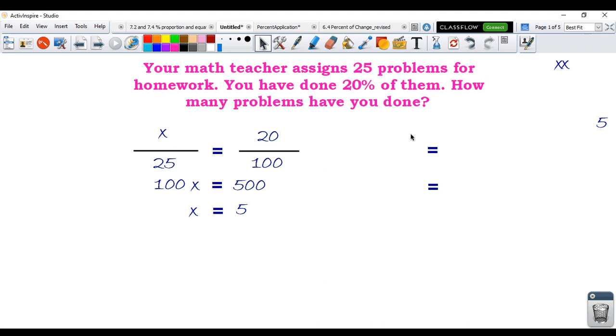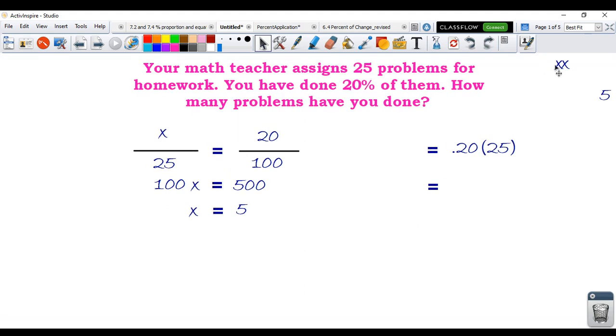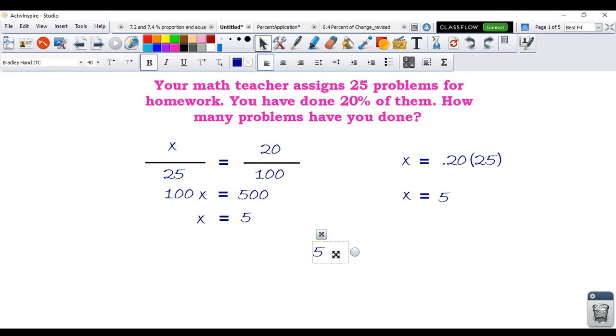Now, let's do the same question using our percent equation, because some of us may have preferred that method instead. The percent equation was part equals the percentage times the whole. And the percentage has to be written as a decimal this time, right? So that 20 actually becomes 0.20. And then I'm going to multiply it by my whole, which is 25. And my part in this case is x. When I take 0.20 and multiply it times 25, I will get x equals 5, which means that my solution for this question is 5 problems.